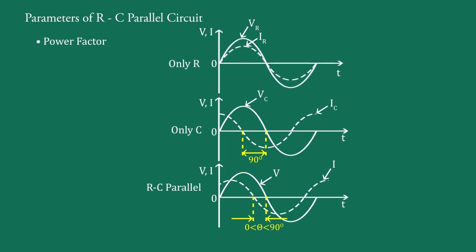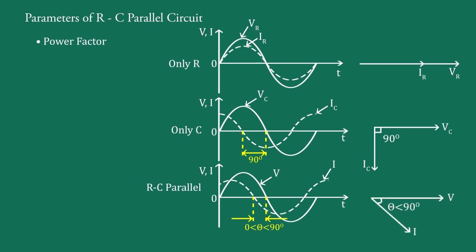Here no phase difference between voltage and current, so its phasor diagram is of this type. Phase difference is 0 means angle between V and I vectors is 0. In this case, phase difference between voltage and current is 90 degree. Hence here the phasor diagram becomes like this. And in this case, for parallel connection of R and C, the phase difference between current and voltage is greater than 0 but less than 90, as shown here. Hence, we draw the current vector I at angle theta, whose value lies between 0 and 90.